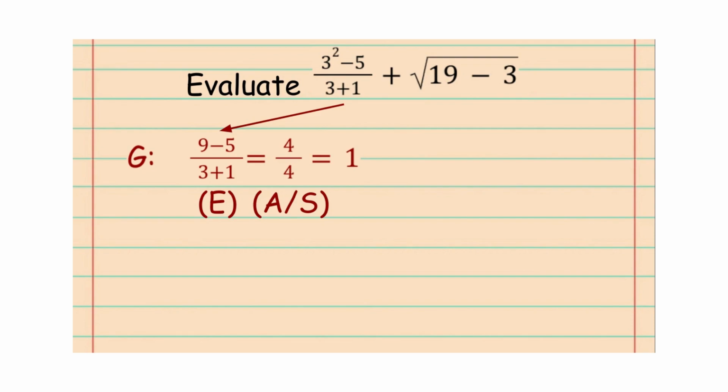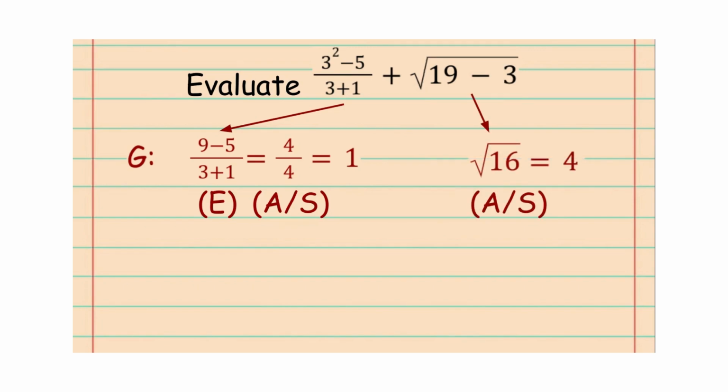Then I handle the addition and subtraction within the two groups. 9 minus 5 equals 4. 3 plus 1 equals 4. You'll notice that within each group, I handle PEMDAS, or rather GEMDAS, in order until I'm done that group. 4 over 4 simplifies to 1, and I'm done.